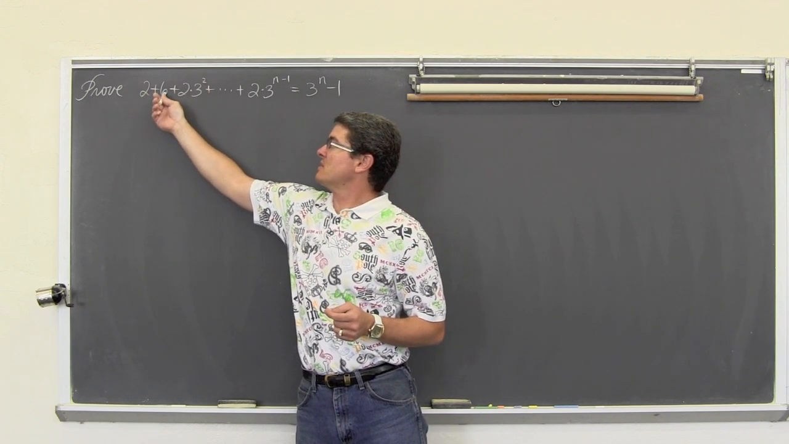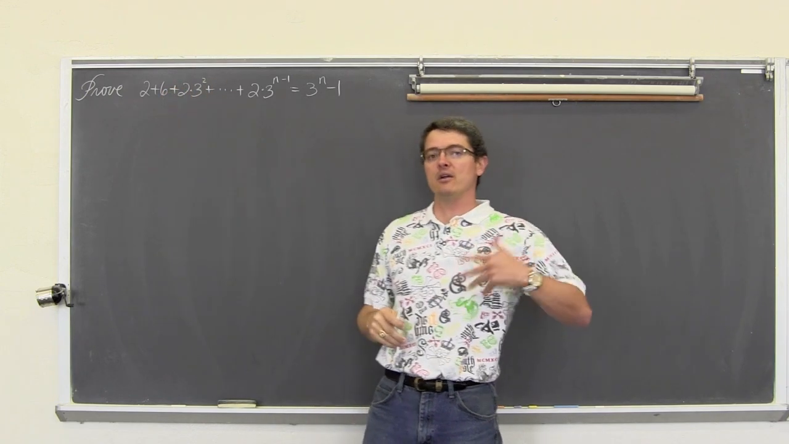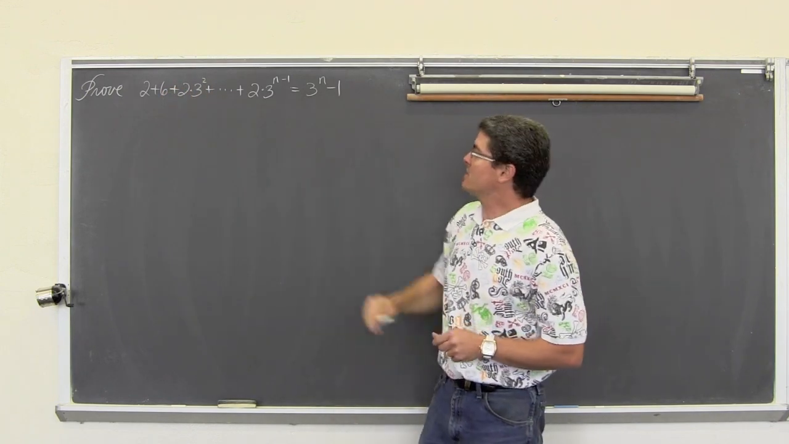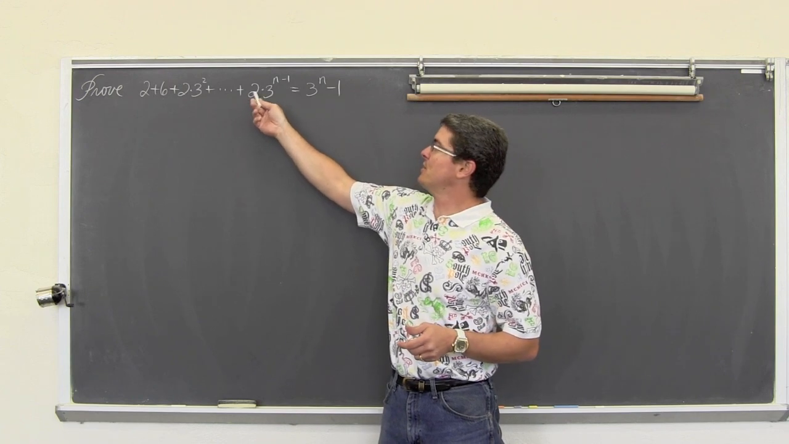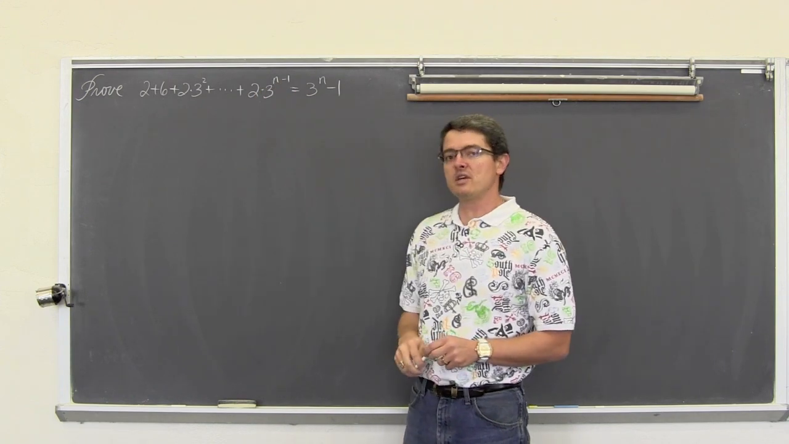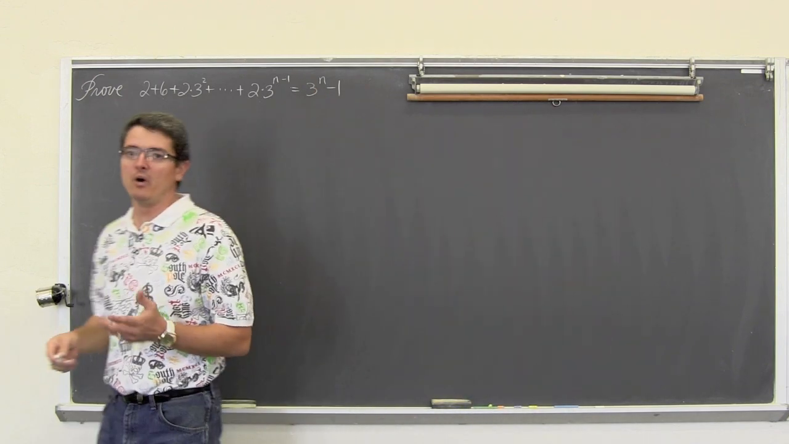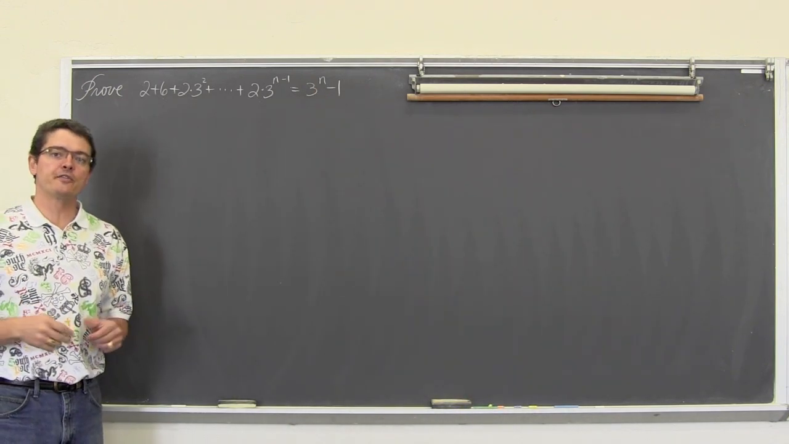So 2 plus 6 plus 2 times 3 to the second, plus the pattern continues, dot, dot, dot, until you get to your S of k term, which is 2 times 3 to the n minus 1. That sequence of additions equals 3 to the n minus 1. So step 1, show that it works for the first term.